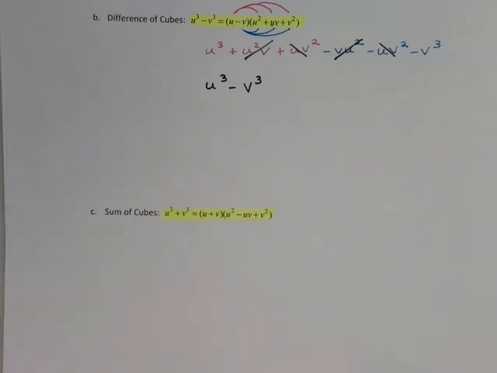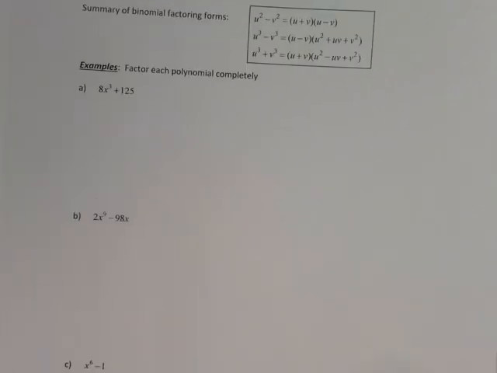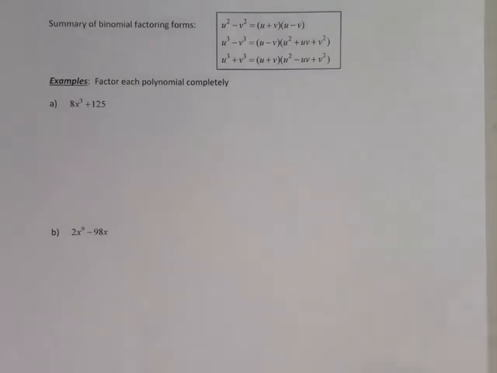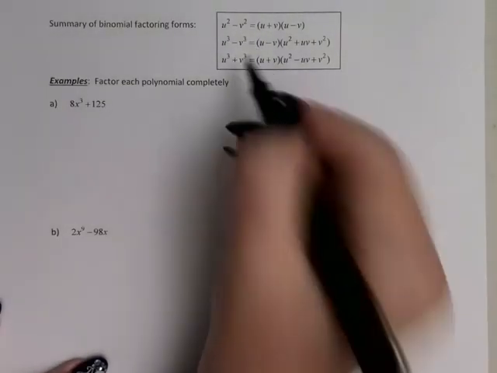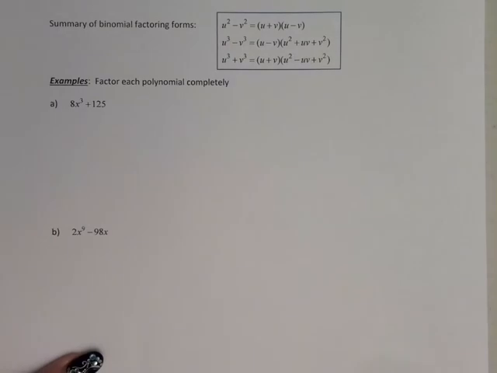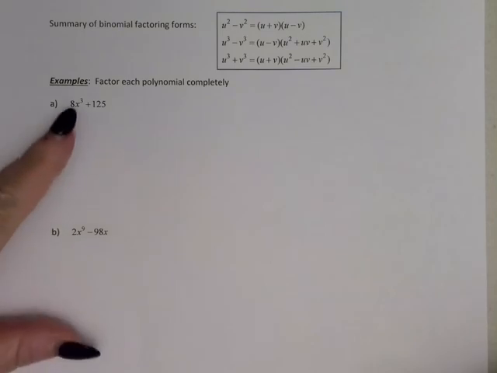Well, actually, we should do several examples right now, shouldn't we? What do we got left? Yes, we can do them right now. This is our last page of notes, so why not finish it off? All right, so here we go. We've got some binomial factoring formulas, the ones we just went over. They're up there for our convenience. And let's take a look at these three examples.